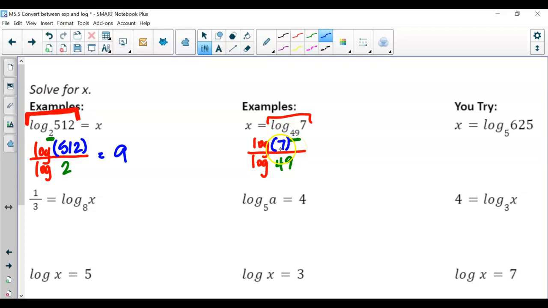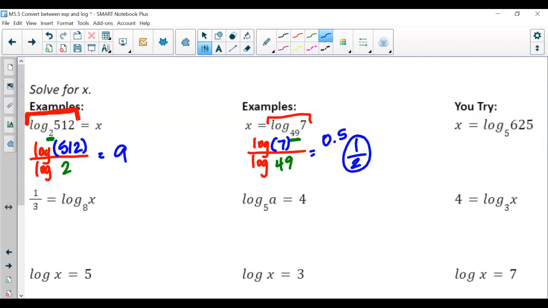So again, practicing putting this in the calculator, you get log 7 divided by log 49, which gives you, you should get 0.5, but make sure to also practice converting that to a fraction, so you get 1/2.